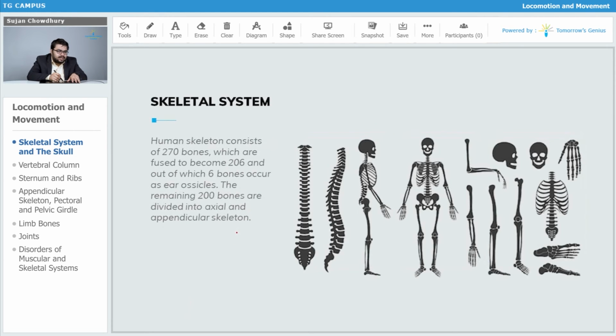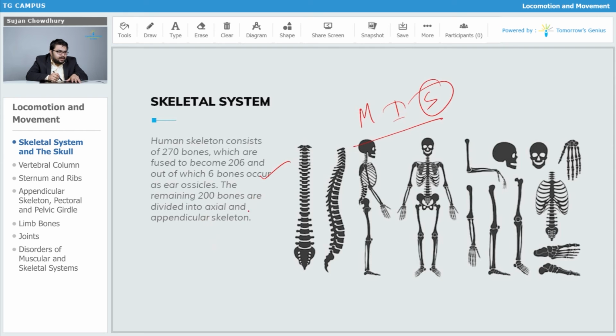The human skeleton consists of around 270 bones at birth, which are fused to become 206 when a human being becomes an adult, out of which 6 bones occur as ear ossicles. We know the malleus, incus, and stapes, stapes being the smallest bone of our body. These 3 bones are present in our middle ear, and they propagate sound to the eardrum.